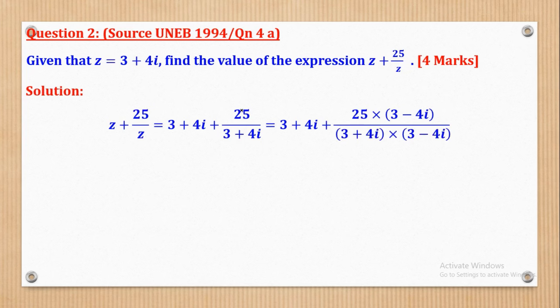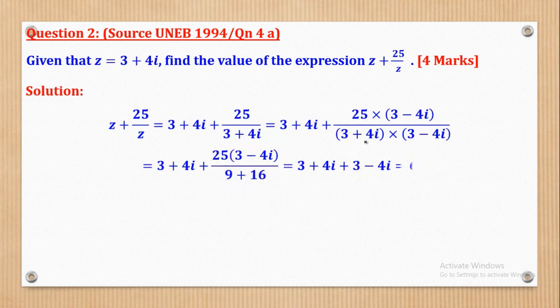Now like I've told you, the denominator must not have an imaginary part. So what you do, you have to multiply up and down by the complex conjugate of the denominator, just like we did here. Now from there we shall simplify.